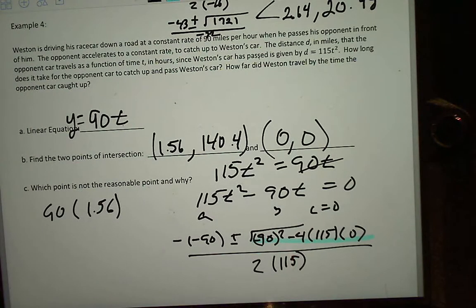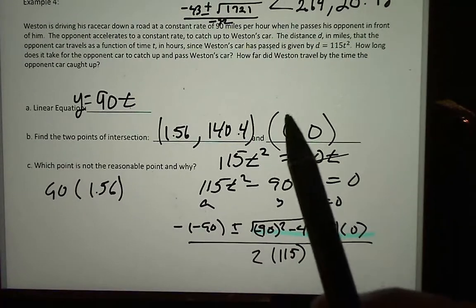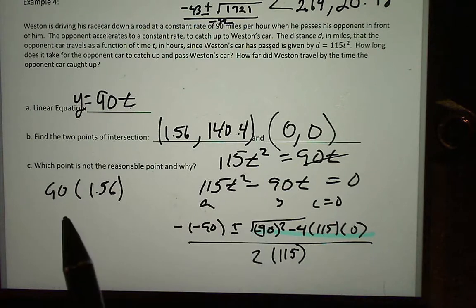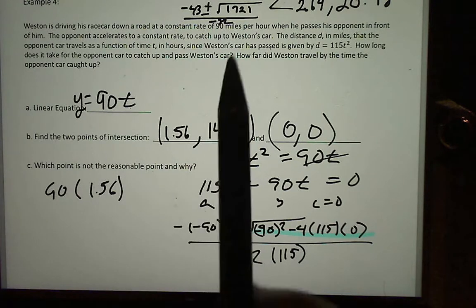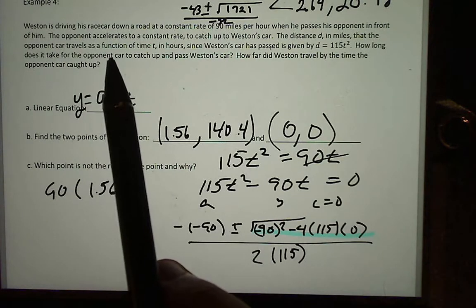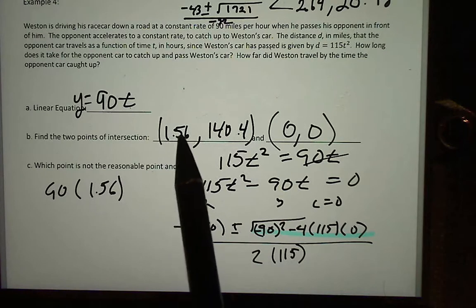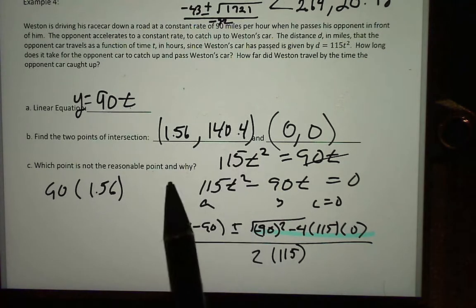All right, this is what I got. And again, I got two points. I got one at 0, 0, and I got one at 1.56 and 140. So first question, again, how long does it take the opponent to pass it up? It takes about 1.56 hours. And I guess maybe we're on the Autobahn or something. I don't know. At 140 miles is when they catch up.